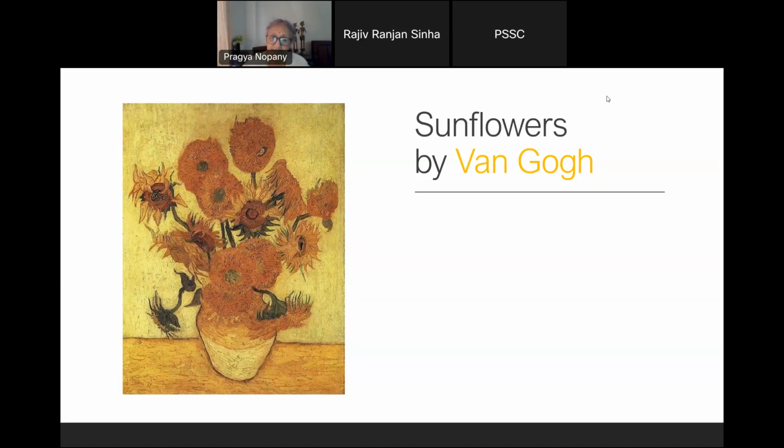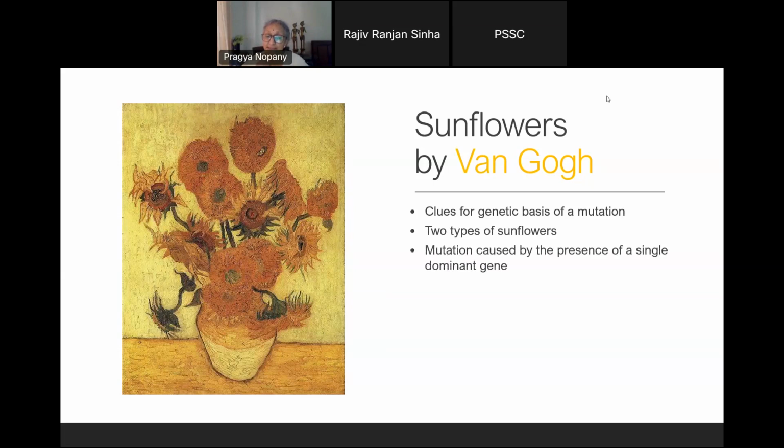Now, more than that, what is important is it is showing different species of sunflowers. And this picture hides clues for the genetic basis of a mutation. That is the amazing part of this Van Gogh painting, because it has two types of sunflowers, and it shows a mutation caused by the presence of a single dominant gene, because at that time one particular type of sunflower was in vogue, but the painting shows another kind.